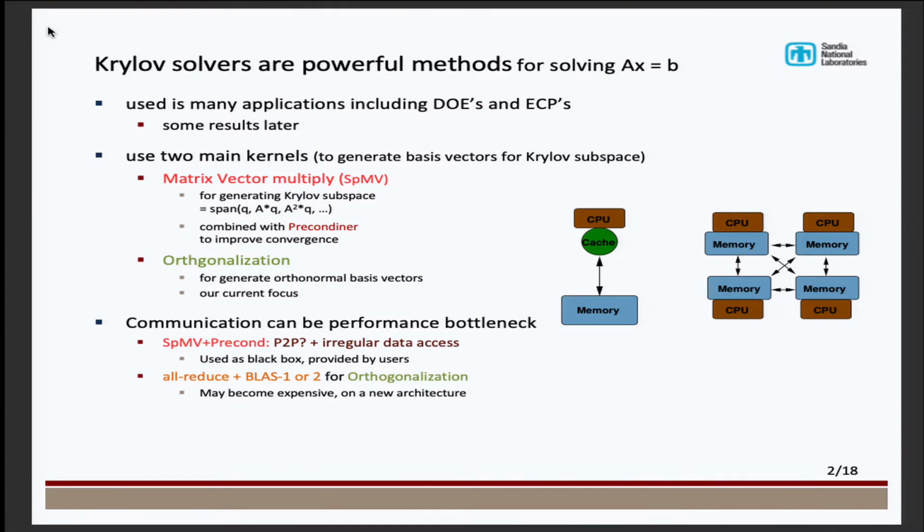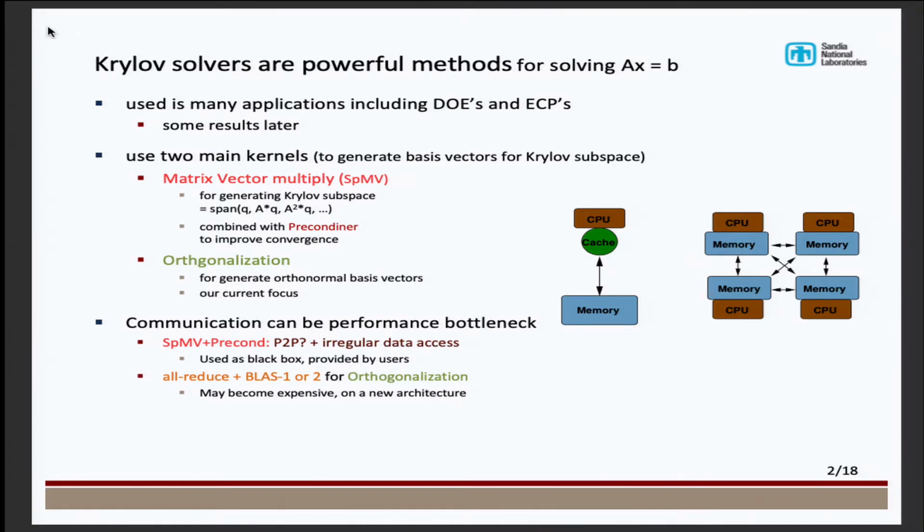These kernels require some communications. SpMVs typically require some point-to-point or neighboring communications. Depending on the preconditioner, preconditioners typically require some types of communications as well. But at least for this talk, we're going to treat the SpMV and preconditioner as a black box provided by the user. So we won't be touching the SpMV or preconditioners, but we're going to be mainly focusing on orthogonalization kernels.